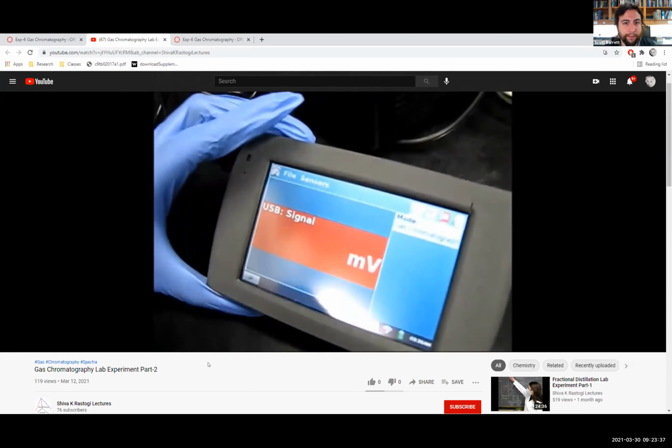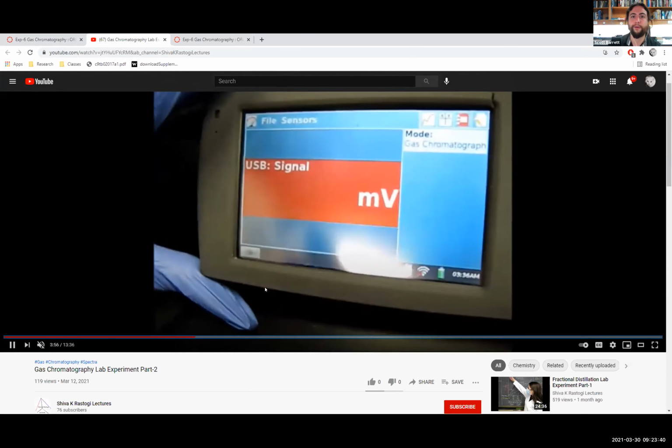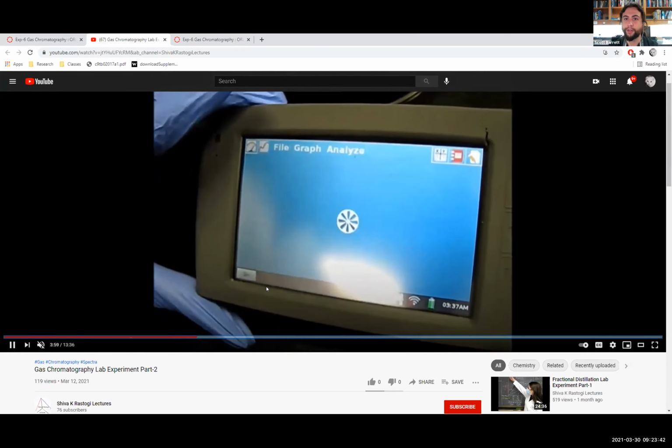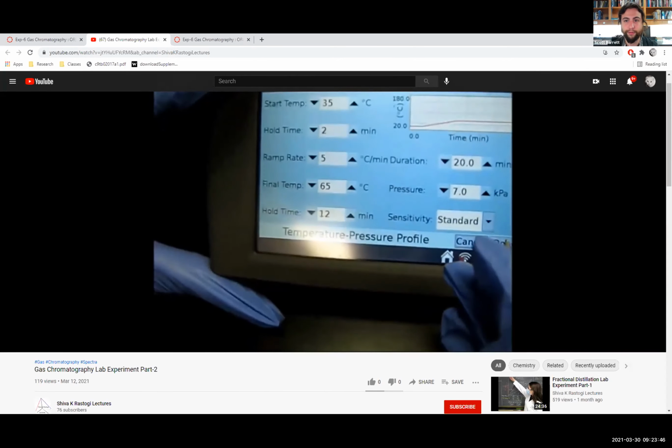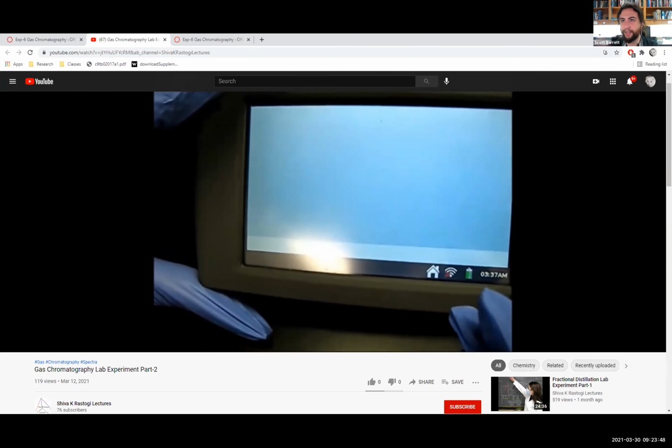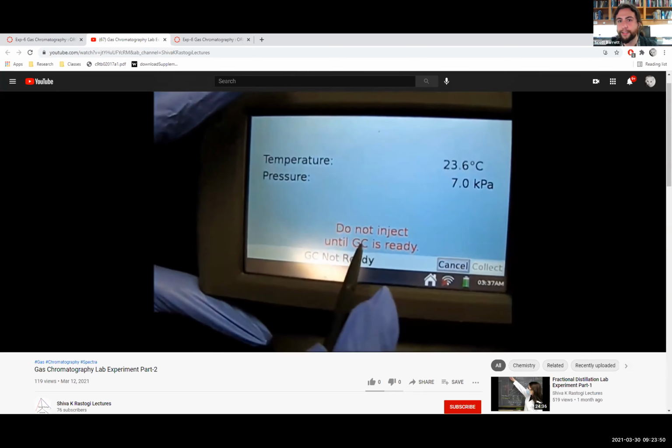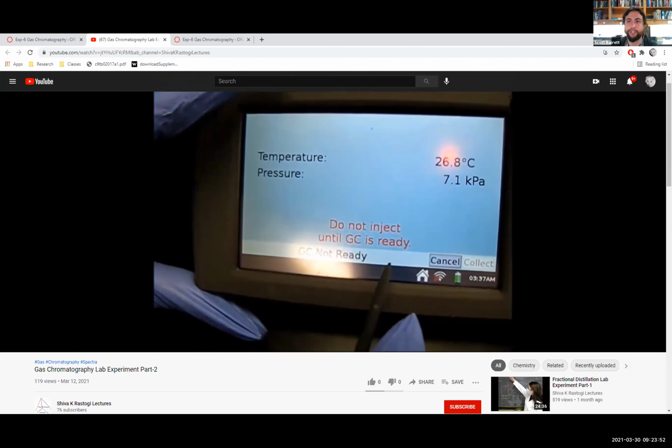Yeah, and so now we're going to be prepping the LabQuest for the experiment. So see mode, gas chromatogram. We go over to this temperature pressure profile, and then we just leave it as standard. We're not going to be messing with that this week. So don't inject until the GC is ready.